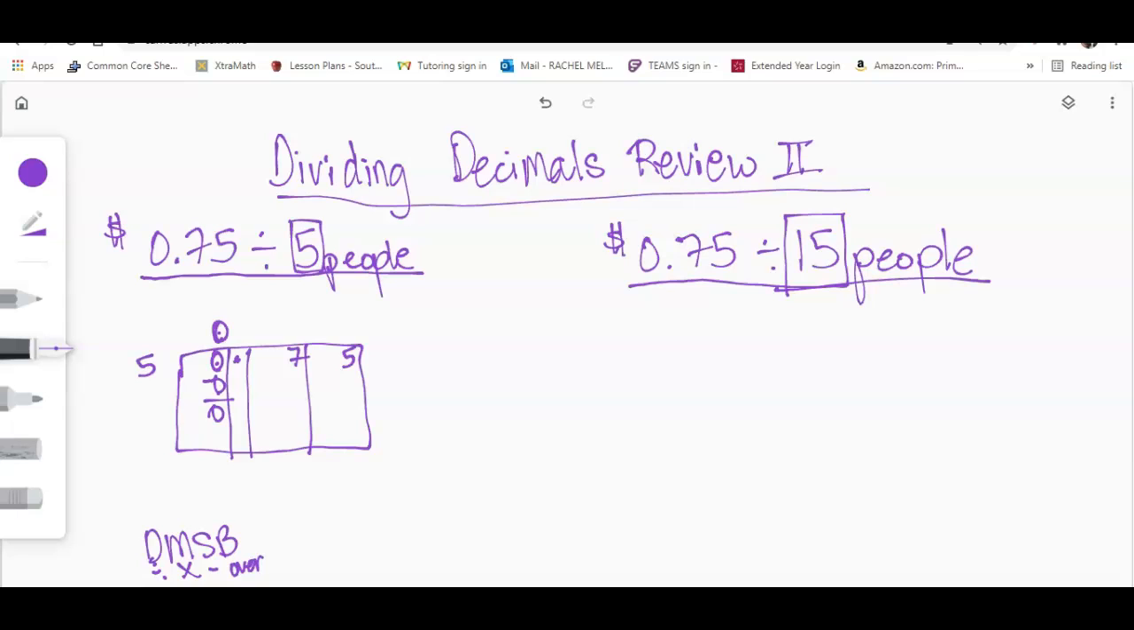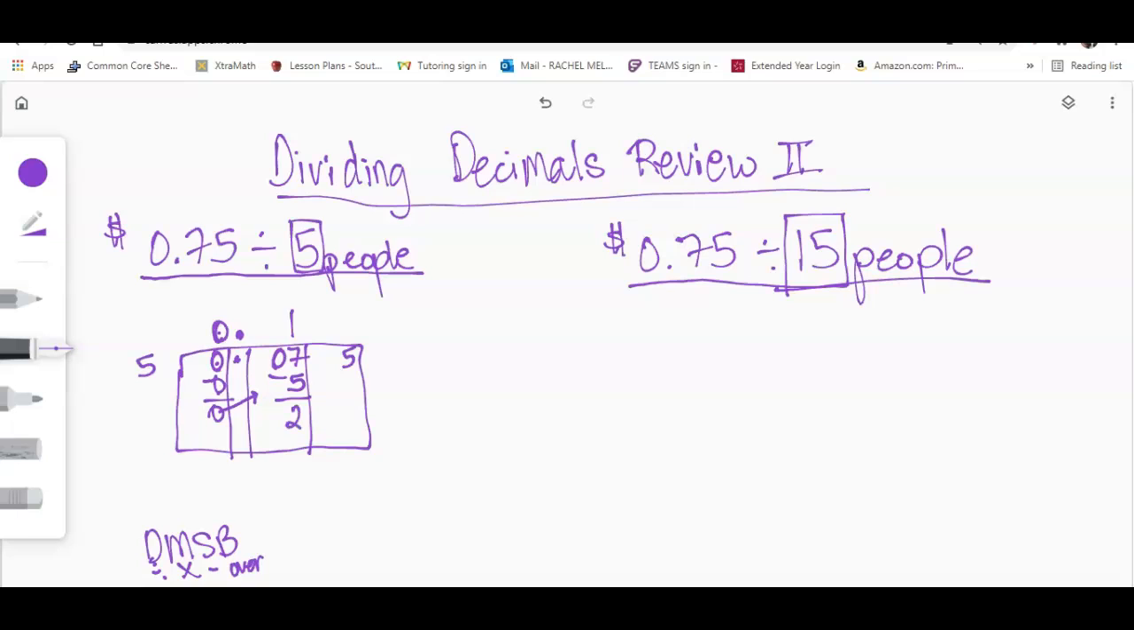Remember, I do not bring it over into the decimal column. I bring it over into the tenths place. And always make sure you put your decimal there in your quotient. So now I have 70 cents, 7 dimes, and I want to share that between my 5 people. If I have 7 dimes and 5 people, everybody can get one dime. So 1 times my 5 people is 5 dimes gone. I have 2 dimes left.